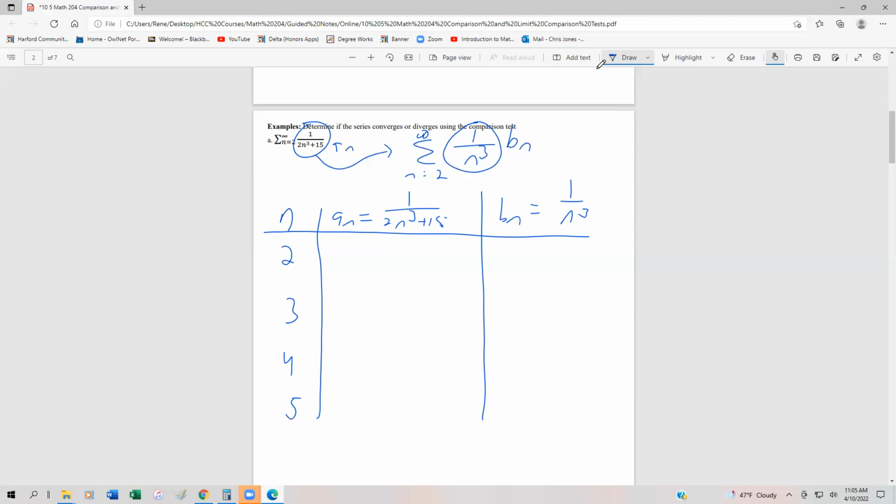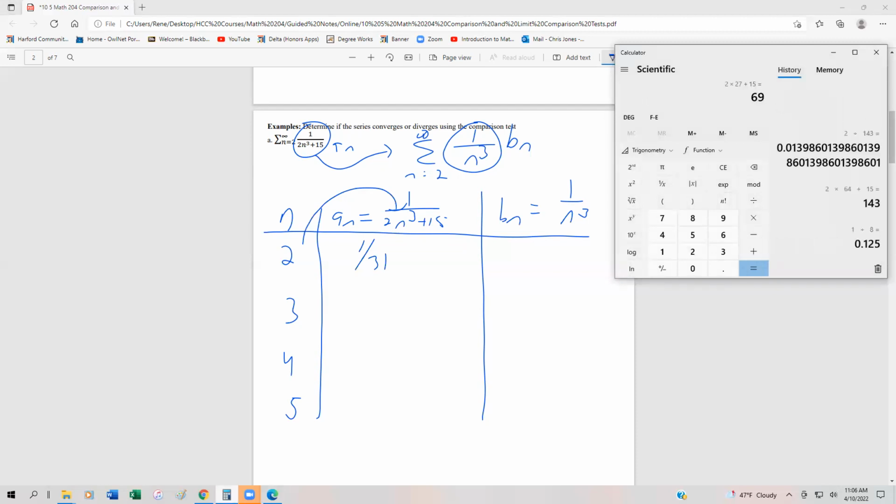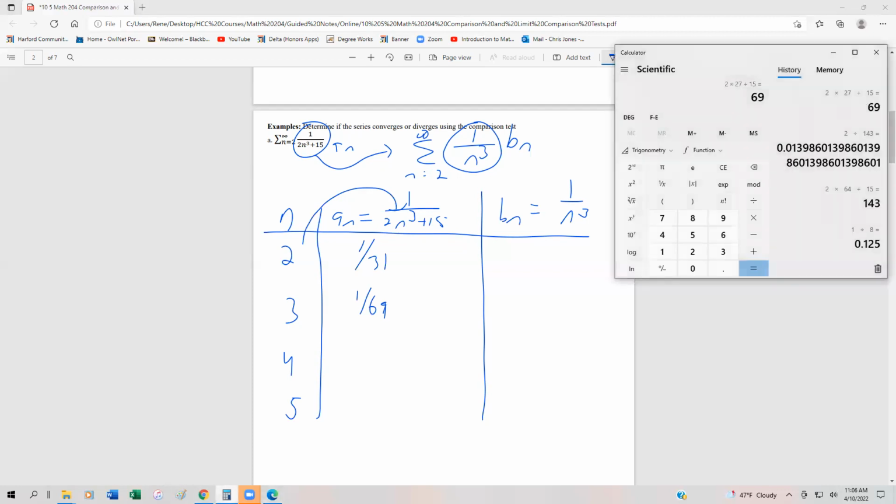I'm just looking at the terms in the sequence. So if I plug 2 back in here, that's going to be 1 over 2 times 8, which is 16. 16 plus 15 gives us 31, so this becomes 1 over 31. If I plug 3 in, and I might need a calculator to do this efficiently, that's going to be 2 times 27 plus 15, so I get 1 over 69. Of course, I could use Excel, but on an examination, you won't have Excel, so I'm just using this method.